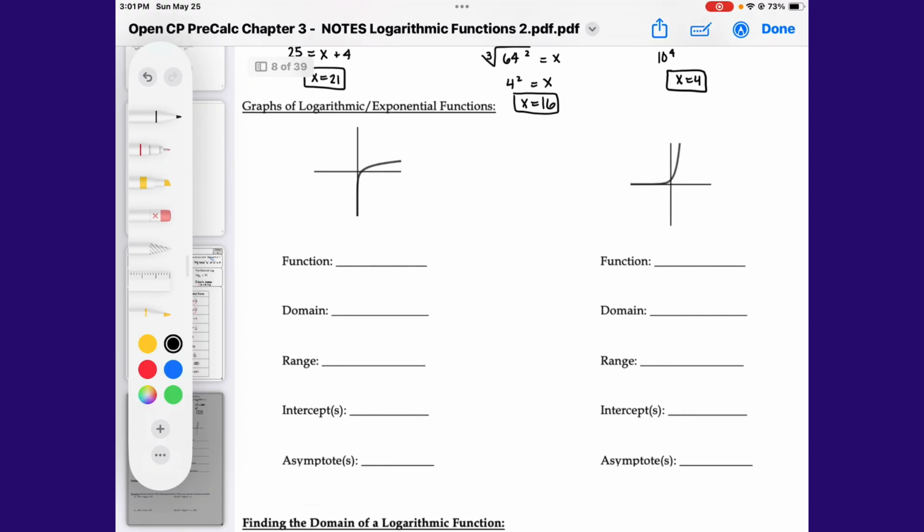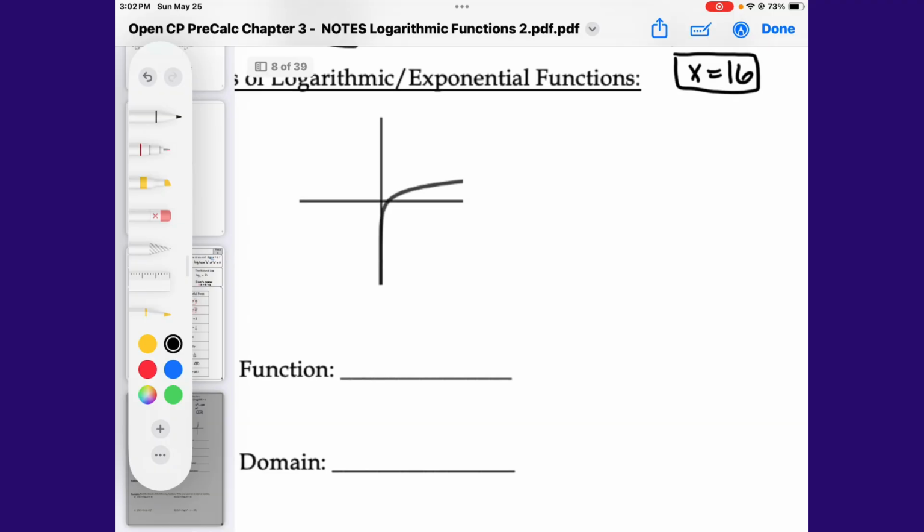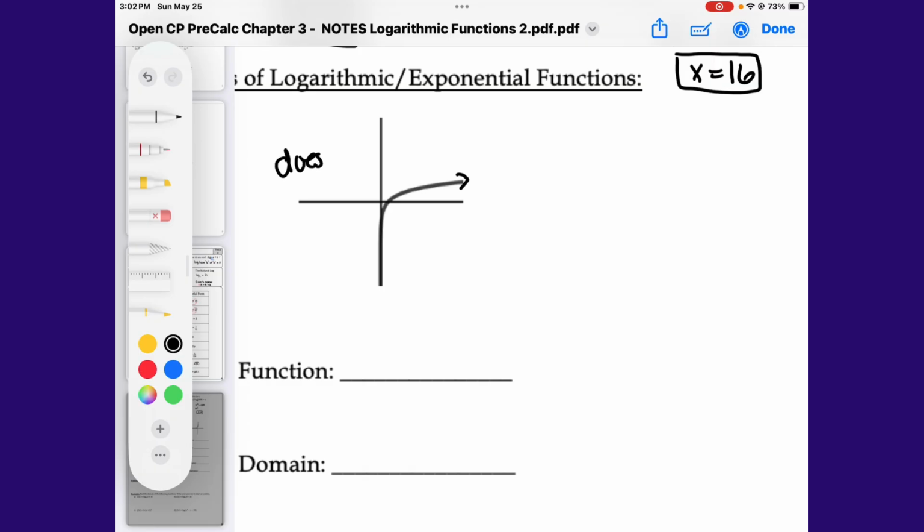We have two graphs. We have a graph of a log, just the general parent function graph, and then we have a graph of the inverse, which is our exponential graph. So log graphs continue to increase as we head towards infinity. You can see that the graph doesn't exist here. It doesn't exist when we are less than 0 or even equal to 0. We have a vertical asymptote at 0.